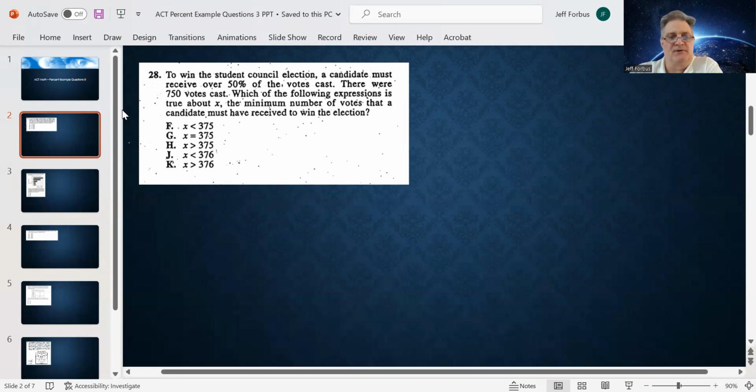Of the following expressions about X, which one is true? So we need to find the minimum number of votes that a candidate must have received to win the election. And you know that they must receive at least 50%. And it says a candidate must receive over 50% here.